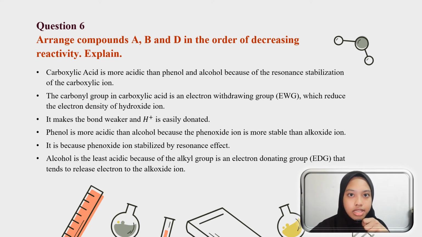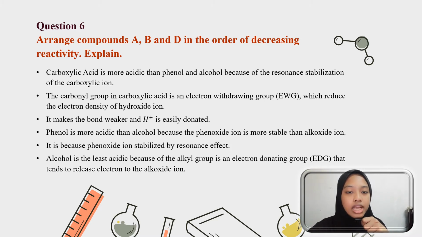Next, question 6. Arrange compounds A, B, and D in the order of decreasing reactivity and explain why. First, carboxylic acid is more acidic than phenol and alcohol because of the resonance stabilization of the carboxylate ion. The carbonyl group in carboxylic acid is an electron withdrawing group, EWG, which reduces the electron density of the hydroxyl oxygen. It makes the bond weaker and H+ is easily donated.